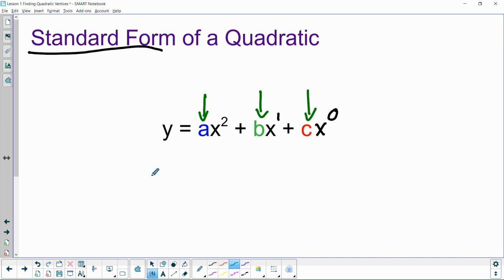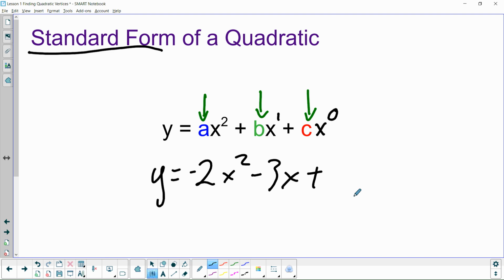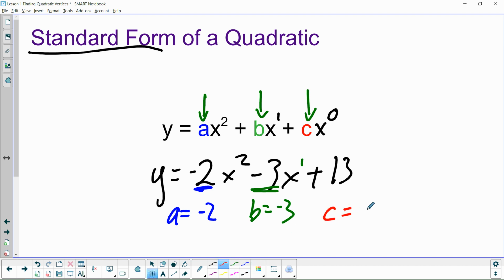Just as an example, if we had y equals negative 2x squared minus 3x plus, what's your favorite number? 13, probably, if I had to guess. I bet the other half of you said 7. So in this case, a would be negative 2. It's just that leading coefficient. B would be negative 3. It's the coefficient of our linear term, or our first power term. And then our constant is positive 13. Is that easy? You just need to know that I'm going to say A is this number, this number is B, and this number is C.